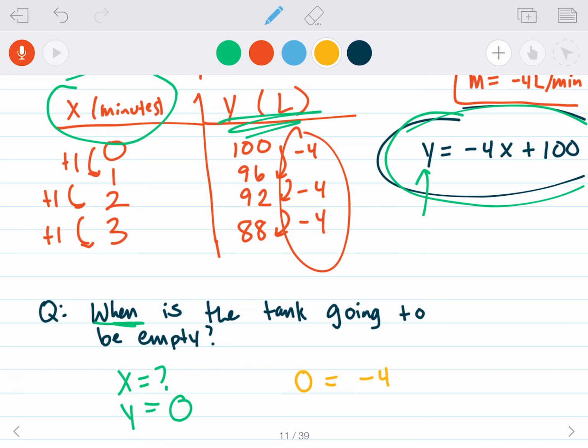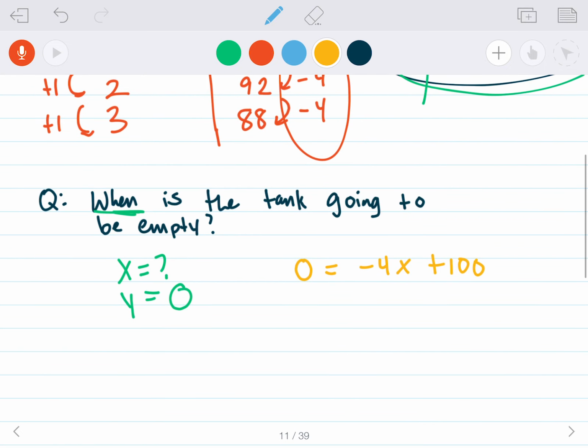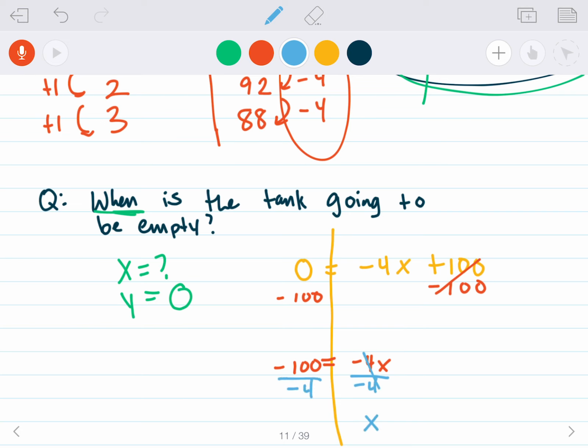We have 0 equals negative 4x plus 100. And we know how to solve equations like this. I'm trying to figure out what X is. So what I need to do is isolate X by first undoing addition of 100, subtract 100 from both sides, and I get negative 100 is equal to negative 4x. Now I want to undo multiplication by negative 4 by dividing both sides by negative 4, and I get x equals 25. So what does this mean?